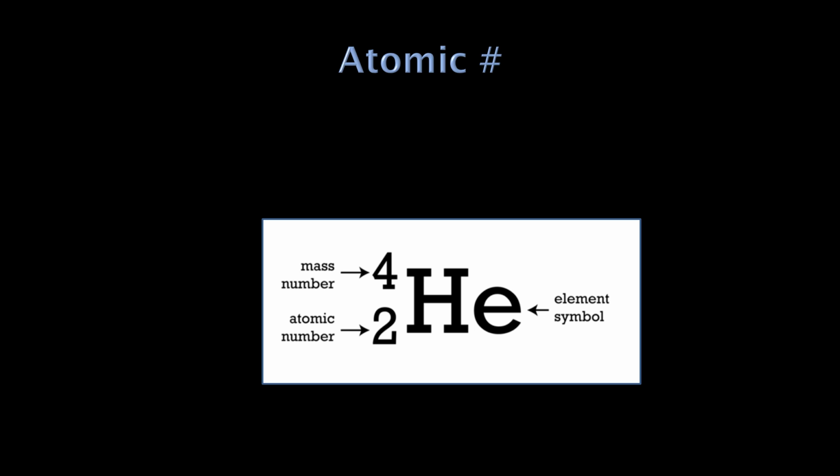exist within the nucleus. Now the atomic number can also sometimes tell you the number of electrons that an atom is going to have, as long as it's electrically neutral, which helium usually is. So that means that not only does helium have 2 protons, it usually has 2 electrons that are circling the nucleus as well. So again, the definition is it's the number of protons, so it will always tell you how many protons an atom has. It usually also tells you how many electrons an atom has.